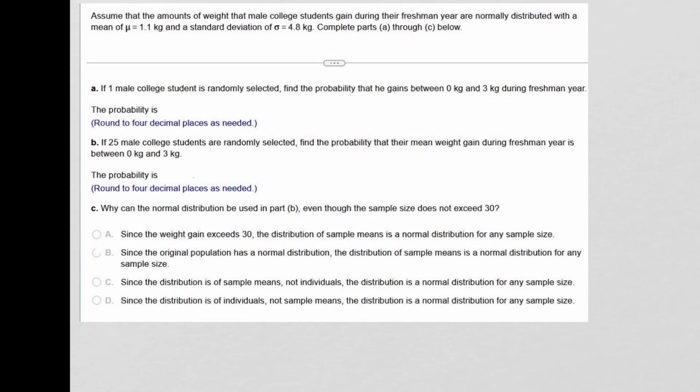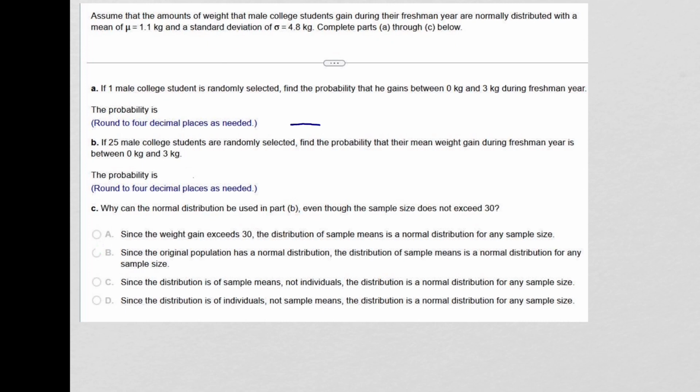In this problem, we're told that the amounts of weight that male college students gain during their freshman year are normally distributed with a mean of 1.1 kilograms and standard deviation of 4.8 kilograms. So in part A, it asks if one male college student is randomly selected, find the probability that he gains between 0 and 3 kilograms during freshman year.